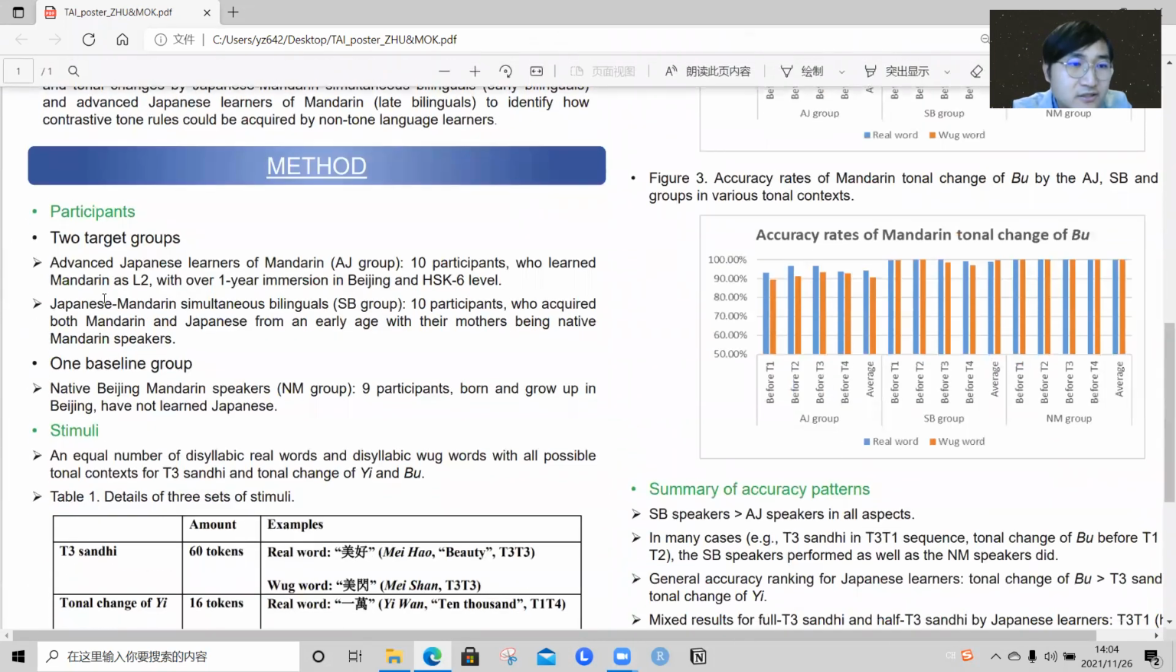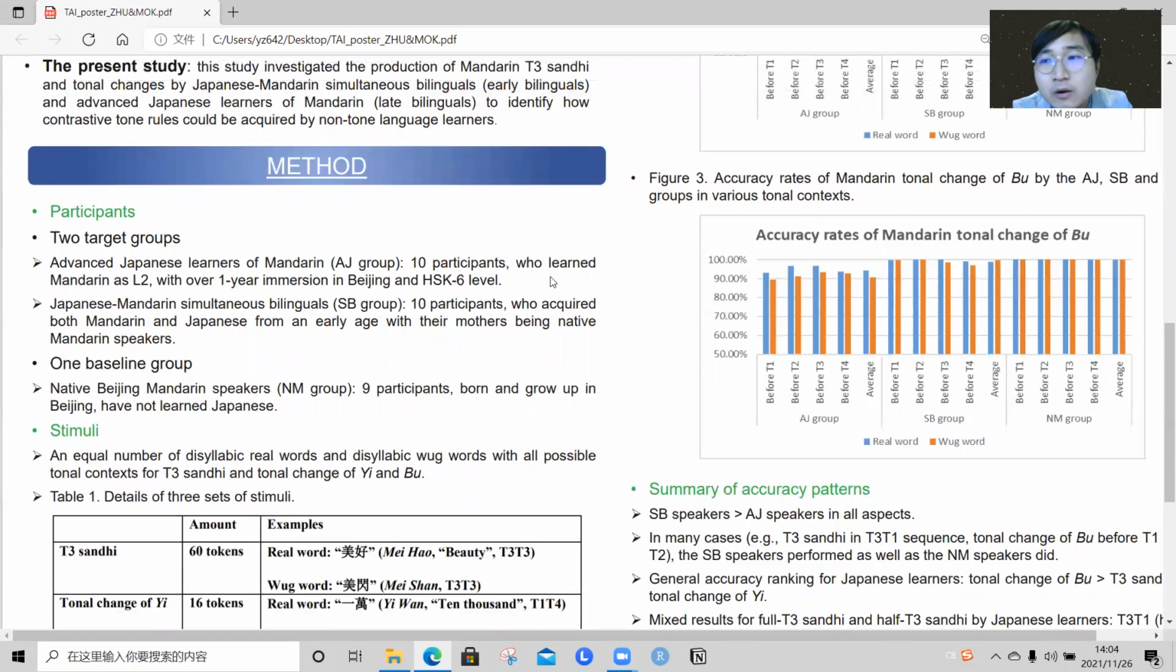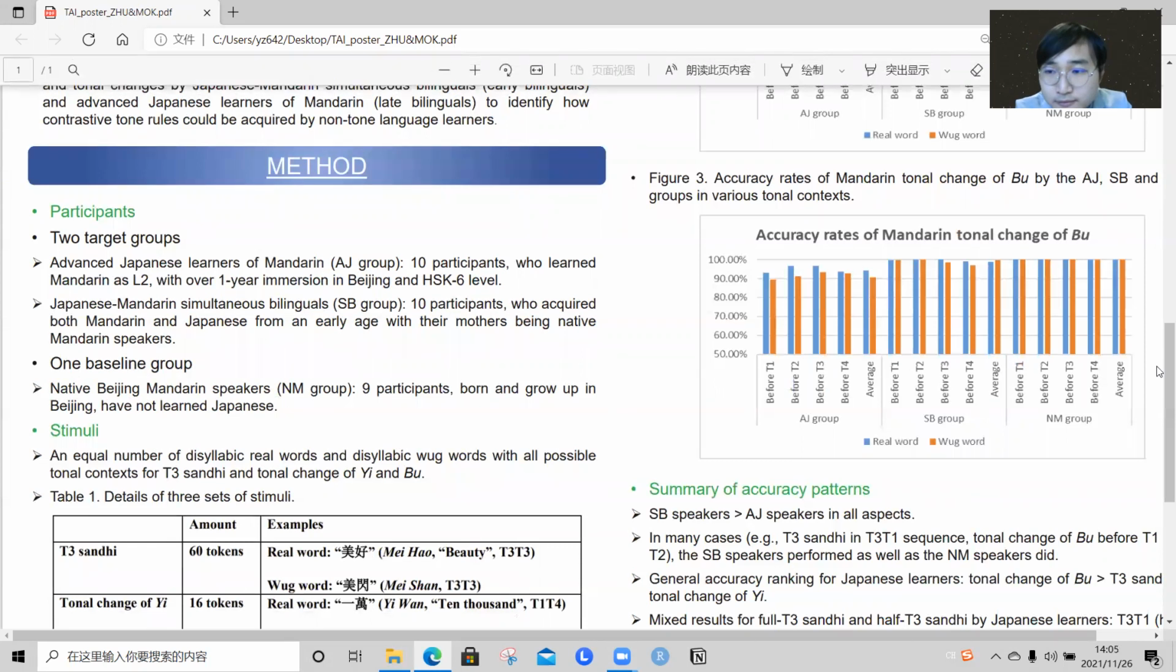So for our participants, we have two target groups: advanced Japanese learners of Mandarin, the AJ group. They learned Mandarin as L2 with over 1 year of immersion in Beijing. And Japanese Mandarin simultaneous bilinguals, the SB group. They acquired both Mandarin and Japanese from an early age, with their mothers being native Mandarin speakers. And one baseline group is native Beijing Mandarin speakers, the NM group.